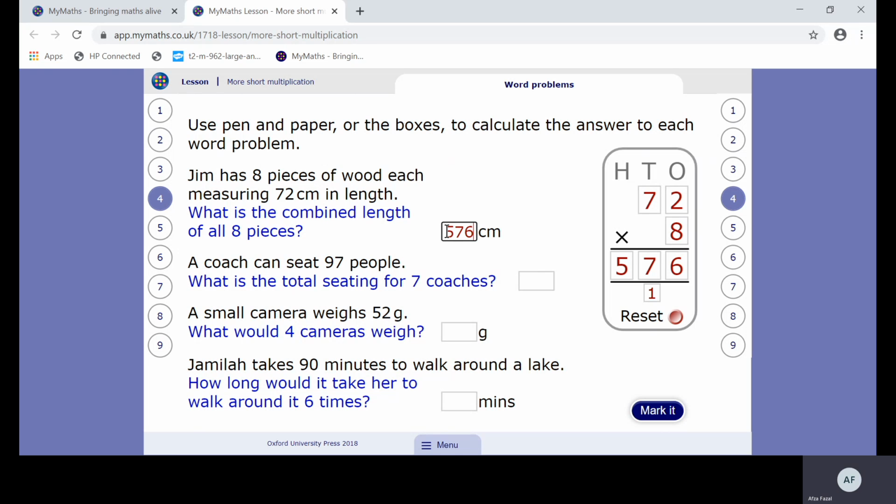So 576. Right, 97 times 7 on the next one. 97 times 7. 7 times 7 is 49. Put the 9, carry the 4. 9 times 7 is 63. Add the 4, 67. So there's my 6. There's my 7. So 679. I'm just going to do these two and I'm going to mark it. I'm going to leave the rest up to you, okay? So you've got to practice. The more you practice this method, the better you will be.